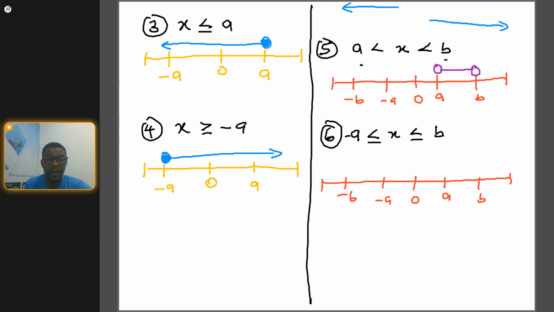So to indicate this on the number line, we first have to identify minus A. And this is minus A. Now identify B. This is B. Connecting the two together with your line shows that minus A is less than X, less than B. Now, to make it satisfy the expression less than or equals to, you need to shade this circle and shade this circle. So this means minus A is less than or equals to X, less than or equals to B.